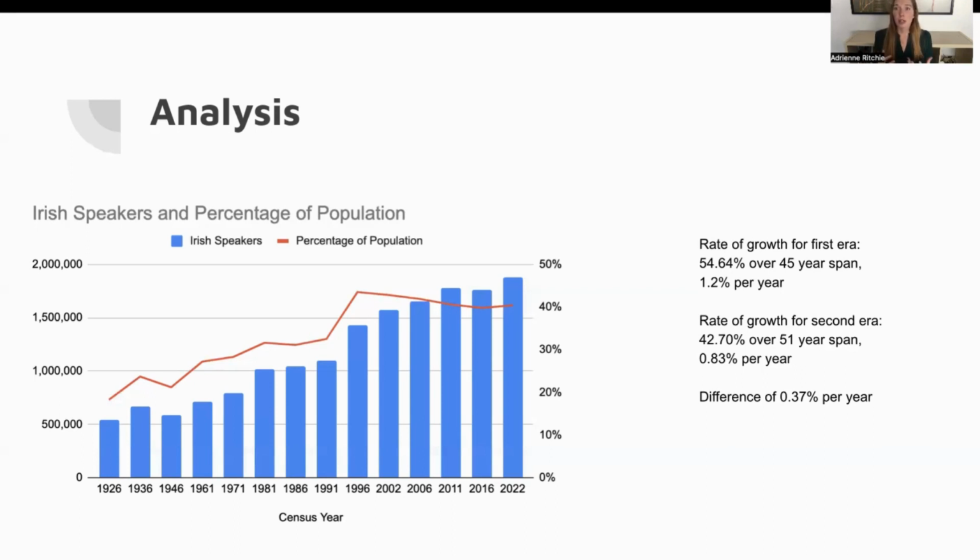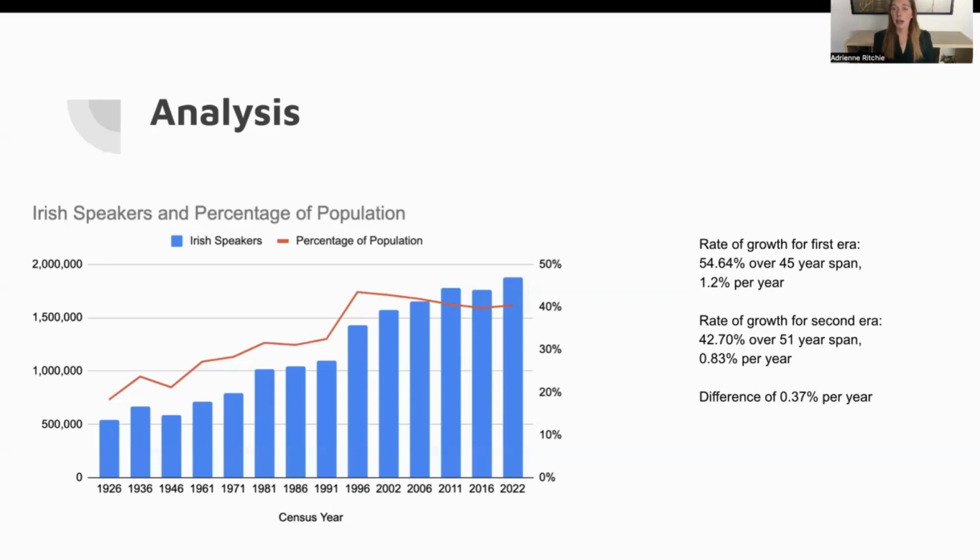So we can look at the first era with the more strict mandatory government policies, and we see that there was a growth rate of 54.64% over a 45-year span. So that's very significant. And that comes out to about a growth rate of 1.2% per year. So we're talking about a growth rate of the percentage of Irish speakers in Ireland. So the first 45 years with the policy that was a little bit stricter, it was very effective in promoting the Irish language and elevating how many people in Ireland spoke that language.